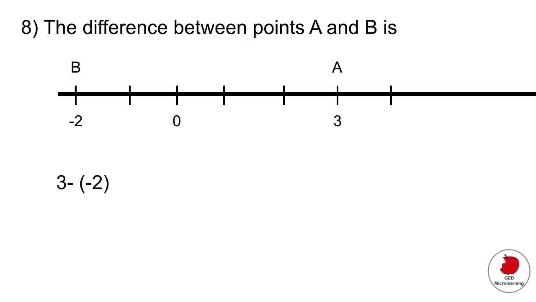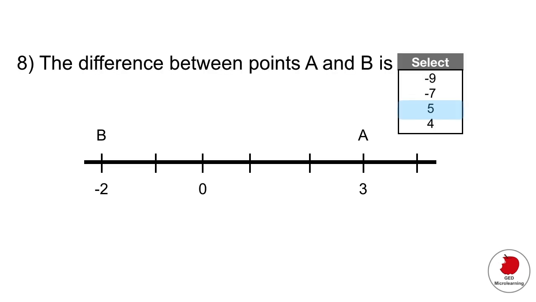Again, we would say point A is 3 minus -2, because it's the difference. Remember that when you have two negatives, they become positive. So you end up with 3 plus 2, which would give you 5, which is that option. And again, to check your work, if you count the stops on the subway line from B to A, you'll find that you also get 5.